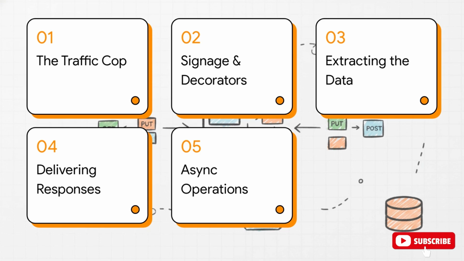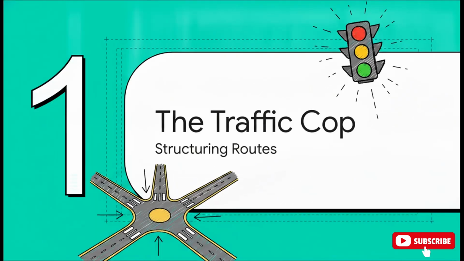We are going to master 5 essential tools today. Number 1, the traffic cop. 2, signage and decorators. 3, extracting the data. 4, delivering the response. And 5, mastering async operations. All right, let's get into it. Starting with Section 1, the traffic cop.